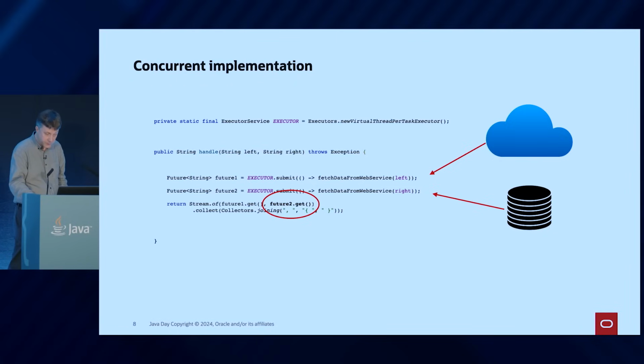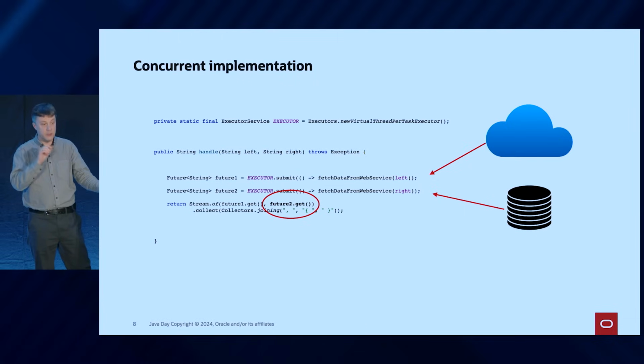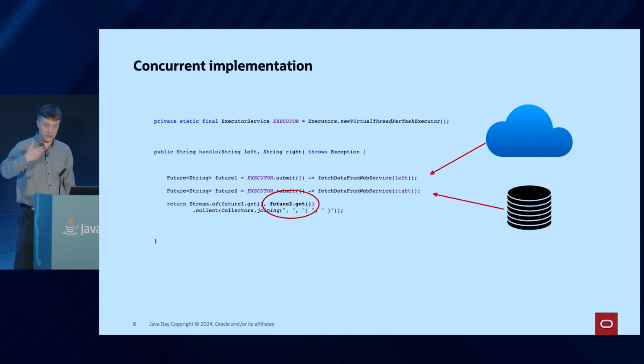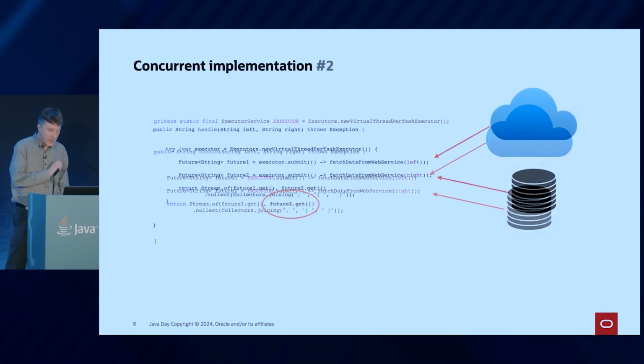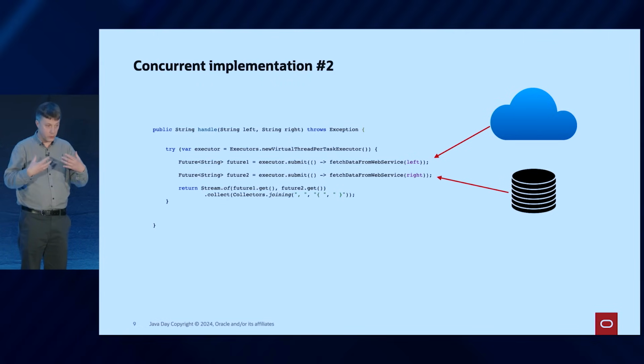So we can try to improve on this. The first thing to notice with this example before I improve it is that the executor service is stored in a static final field, so it's a shared executor service. I can change this example, and these things are so cheap to create, I can put it inside and create one of these executor services for each request.